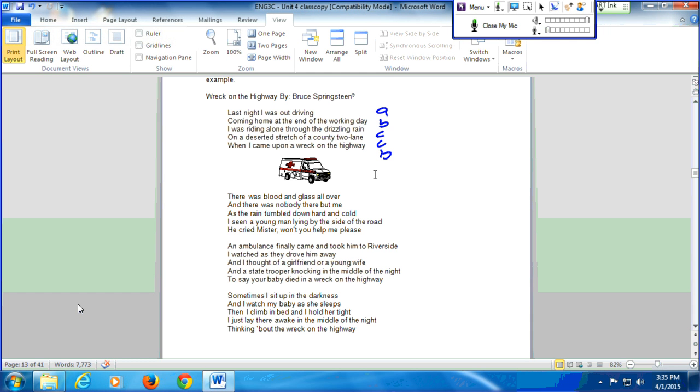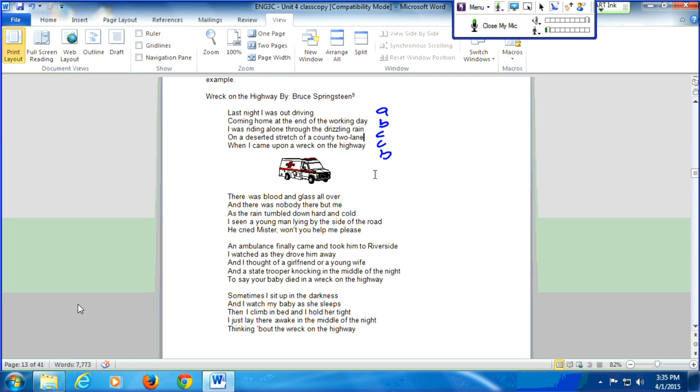So we notice as we keep going that the rhyme scheme isn't always the same. Our second stanza: blood and glass all over, no one there but me, tumbled down hard and cold, side of the road, help me, please. The ones that rhyme in our second stanza are cold and road. Even that's not a really good rhyme, but it still goes together.